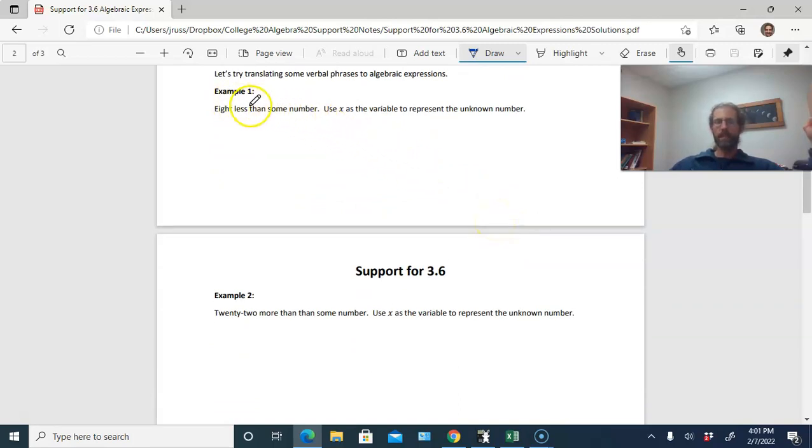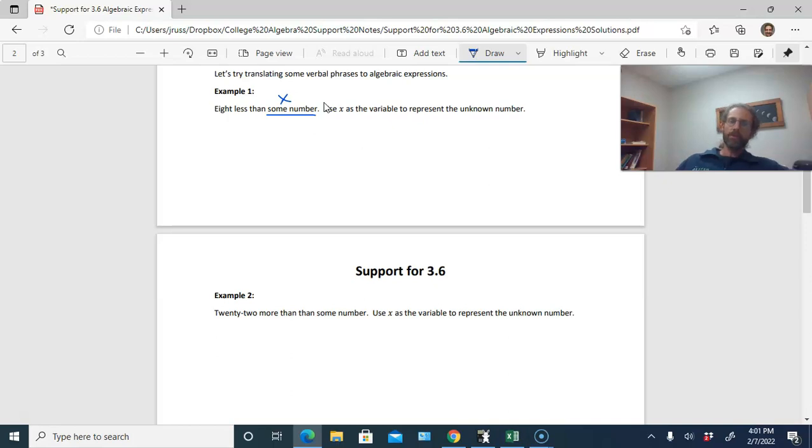So it says 8 less than some number. So this is the expression. We want to write this using variables. It says use x as the variable to represent the unknown number. So anytime you see this, some number, that means we don't know what that number is. That's why we're going to use a variable. So remember, a variable is just a letter in most cases that represents some unknown number.